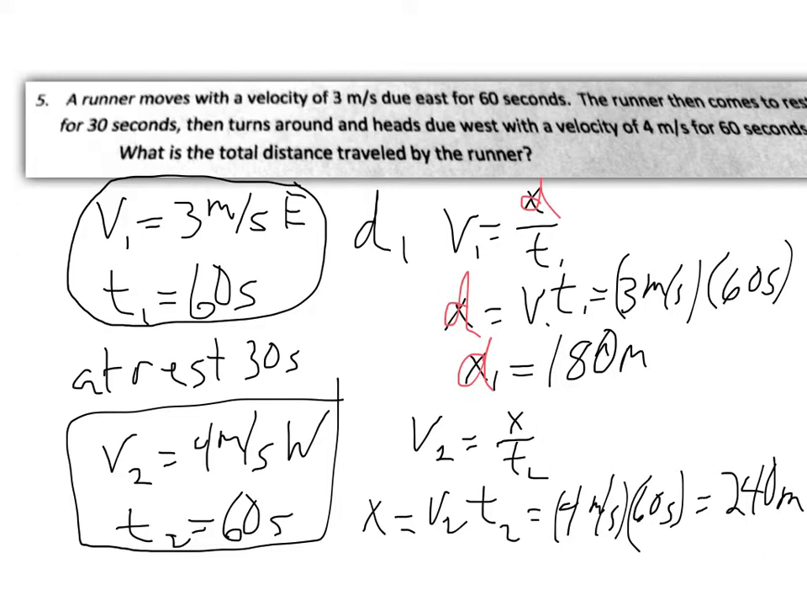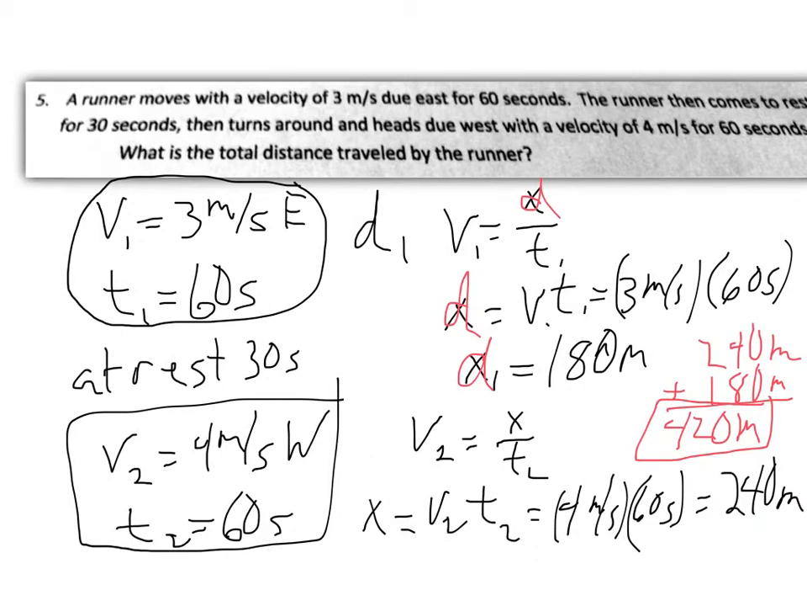So we have 240. We have 180. And we're just looking for total distance. We're not talking about the direction that they ran. So we're simply going to sum those up, and that's going to give us 420 meters for our answer. That's distance traveled, not displacement. That's later on in this problem. So that's the first part of number 5.